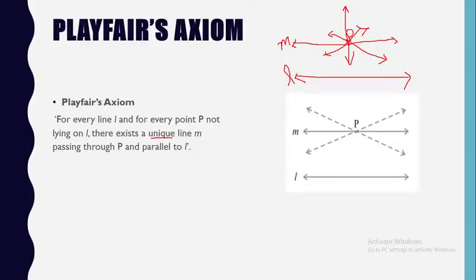Ma'am, we can draw vertically also, ma'am, to P. You are drawing this line is vertical, right? Vertically, if you draw, what happens? Will it be parallel? So it will be like this. It will be perpendicular. Yeah, they intersect. It is not parallel. So we need a parallel line. So this axiom says that there exists only a unique line which is parallel to the line L. So we need a line like this, a horizontal line, not the vertical line. Okay.